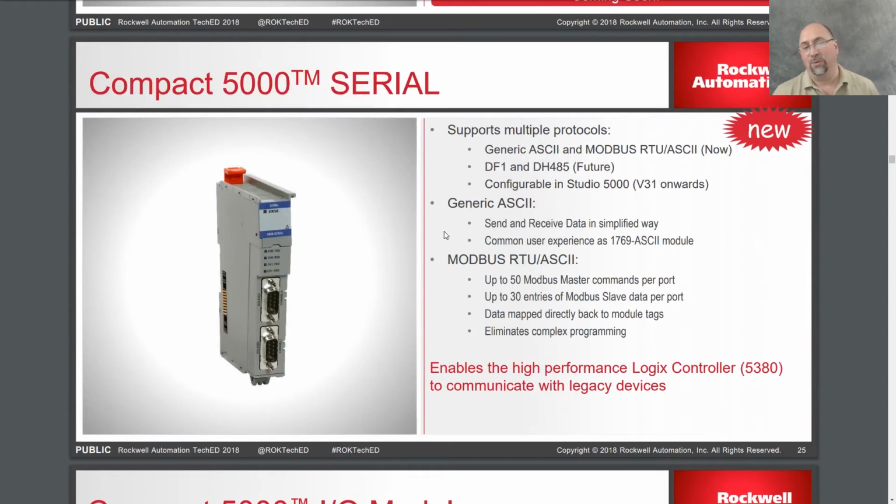And then this module, which I thought was cool, is the serial module for the Compact 5000. They say it programs like the 1769 ASCII module, which is good to keep things common between the platforms, and it launches out the gate. It says it's available now. I'd love to get my hands on one. I don't have one. But generic ASCII, Modbus RTU, and Modbus ASCII.